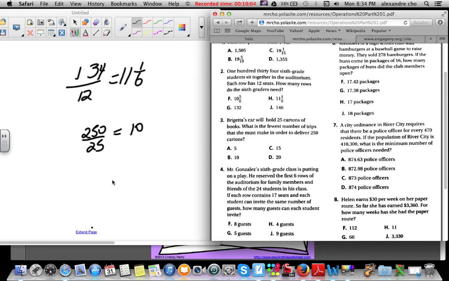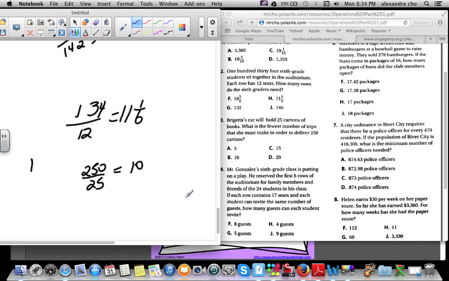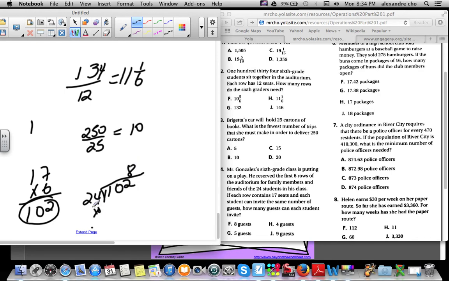You insert the first 6 rows of the auditorium. Alright, so there's 17 seats per row, so you got to do, let's see, you're going to do 17 times 6, okay, which is 2, 4, 102. So there's 102 seats available, and there's 24 kids. 102 divided by 24, okay, and this should be times 8, 8. So 102 seats divided by 24 kids. Each kid can bring 8 guests, and that's letter F.